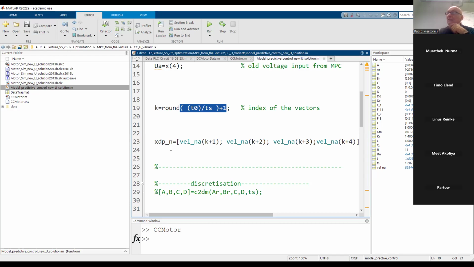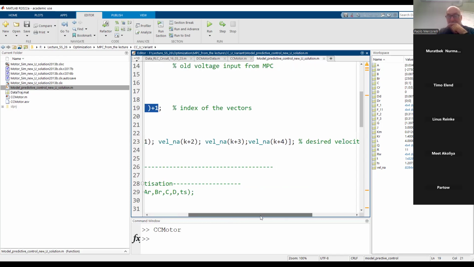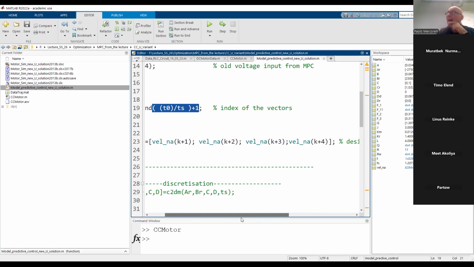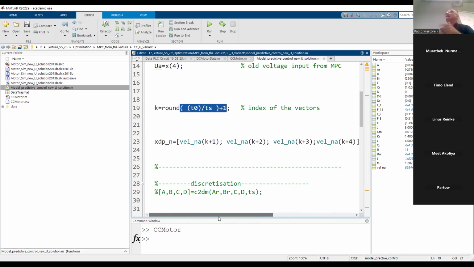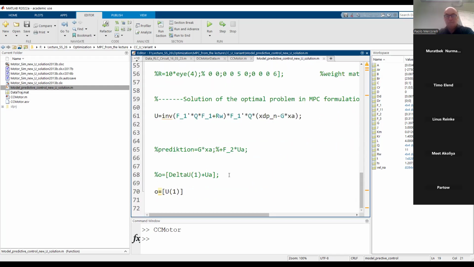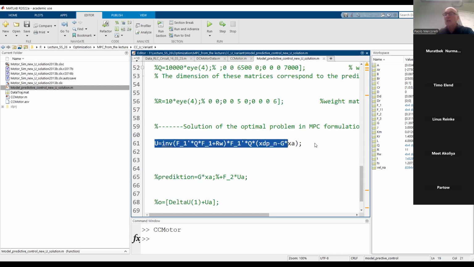We have the vector of the desired velocity. Of course, here I consider just 4 elements as a horizon. This means the solution will be calculated at each step of the simulation, but the horizon consists of just 4 elements. I will calculate 4 U, but of course I will apply just the first one. The solution is here. Everything is commented. I copied basically the solution which I tried to clarify today.